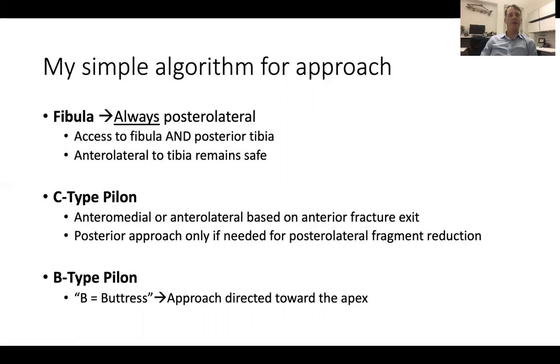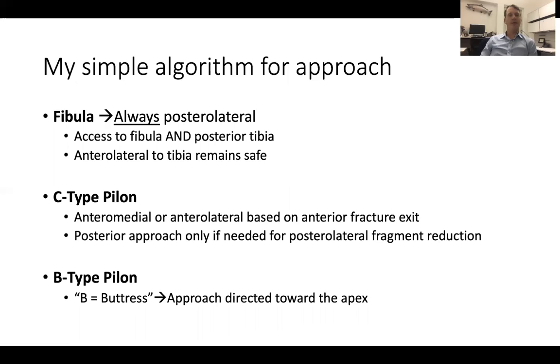For a C-type pilon, so complete articular, I either do an anteromedial or an anterolateral, based primarily on where the anterior fracture line exits. If it exits medial, I'll do an anteromedial. If it exits more anterolateral, I'll do anterolateral. And I'll only add a posterior approach to the tibia if I need it, generally for either the posterolateral fragment reduction or for the reduction between the posterior and the medial fragment. But I try to avoid doing two approaches to the tibia if I can.